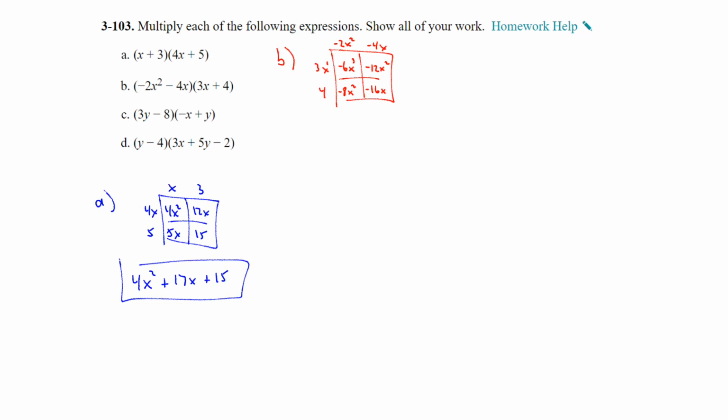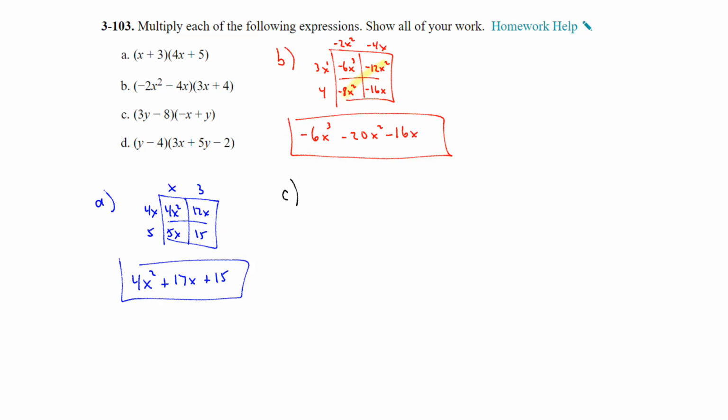If we combine our like terms, we're going to get negative 6x cubed, and then right here, we can add those, combine those together. That'll be negative 20x squared minus 16x. So on part B, if you multiply those two together, you will get negative 6x cubed minus 20x squared minus 16x.